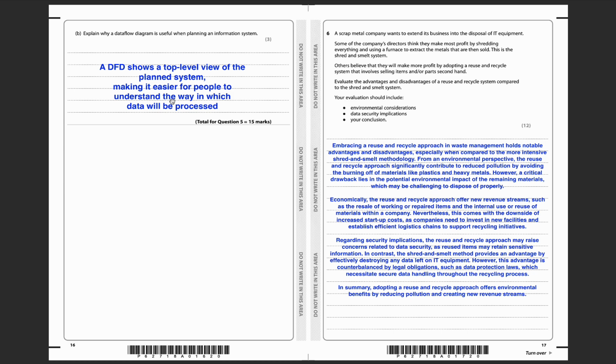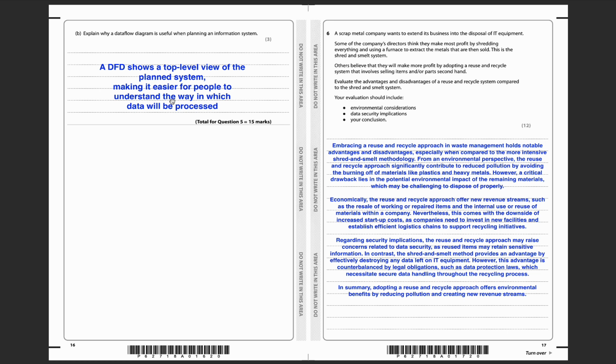its business into the disposal of IT equipment. Some of the company's directors think they make most profit by shredding everything and using a furnace to extract the metal, which is then sold. Shredding mills actually melt all the metal and then create a new one. This is the shred and smelt system.